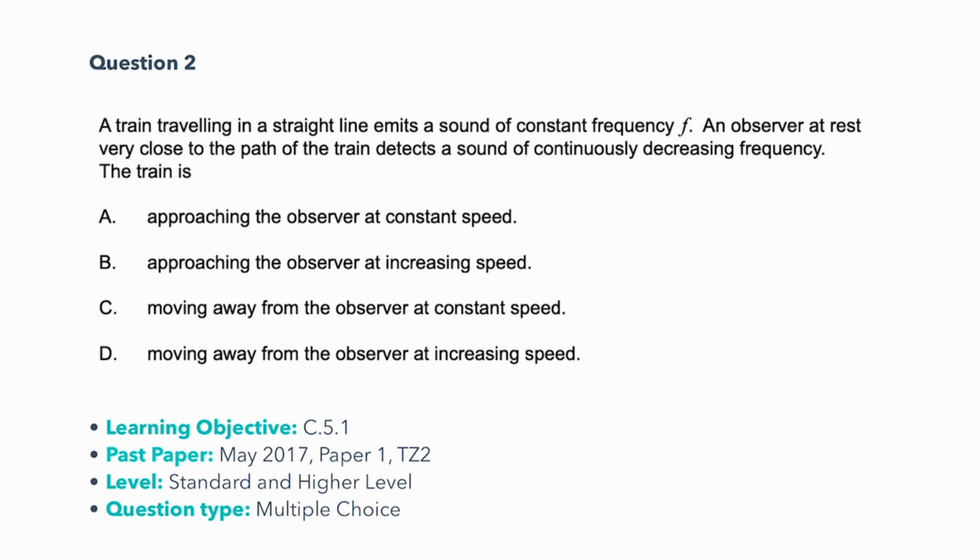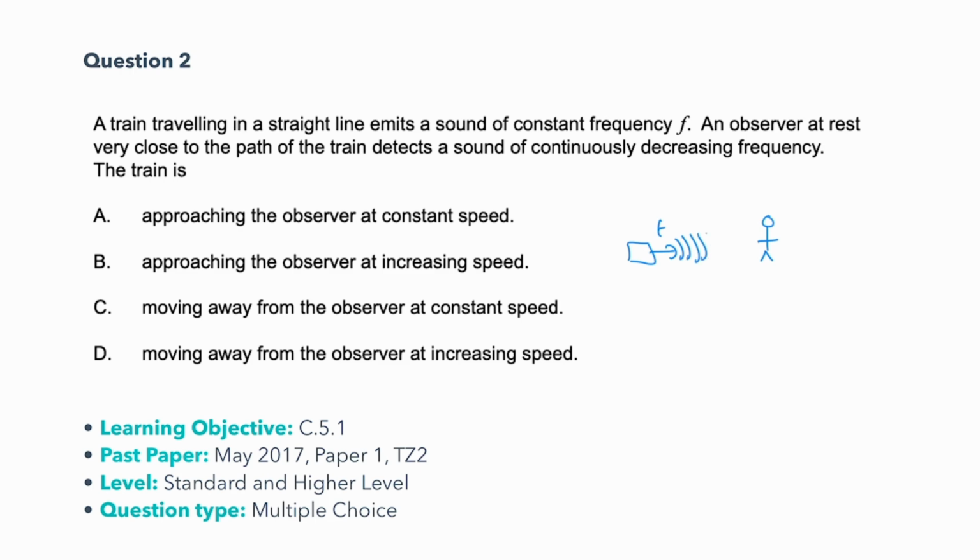Question 2. A train travelling in a straight line emits a sound of constant frequency f. An observer at rest, very close to the path of the train, detects a sound of continuously decreasing frequency. The train is. Okay, let's think of a person standing stationary. If there's a train coming towards it, emitting a constant frequency f, the waves are going to catch up with themselves. So what you would find is an increasing frequency or increased frequency if it's moving towards. So it's not A or B.